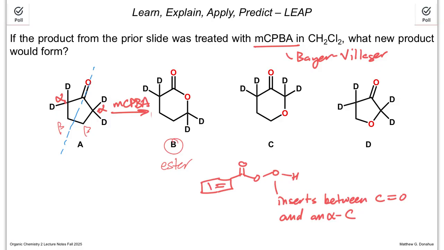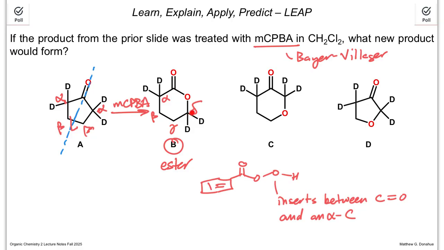So why is that useful? From the symmetric ketone that we started with, alpha is equal to alpha, beta is equal to beta. Since we inserted that oxygen, we've now differentiated all of the carbons on that backbone. They're all different now. So that former alpha carbon has now been demoted to the delta position.